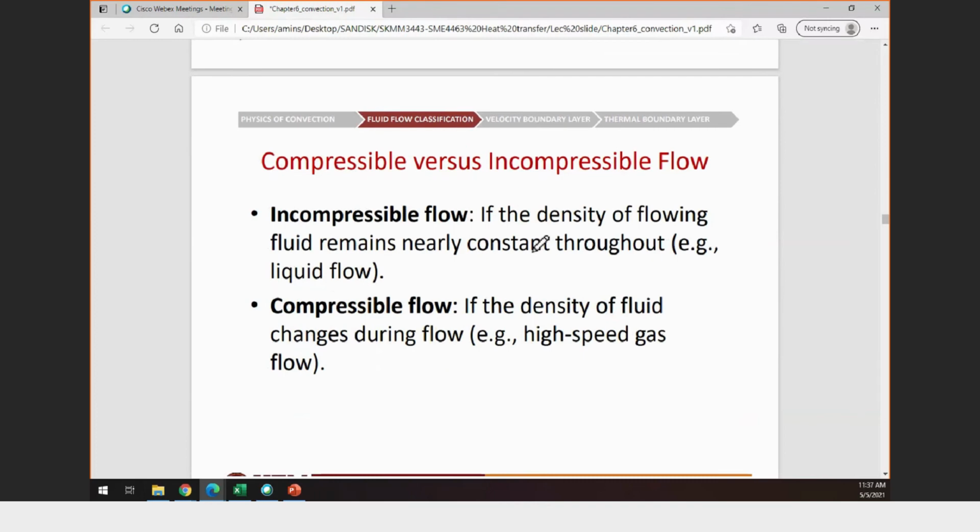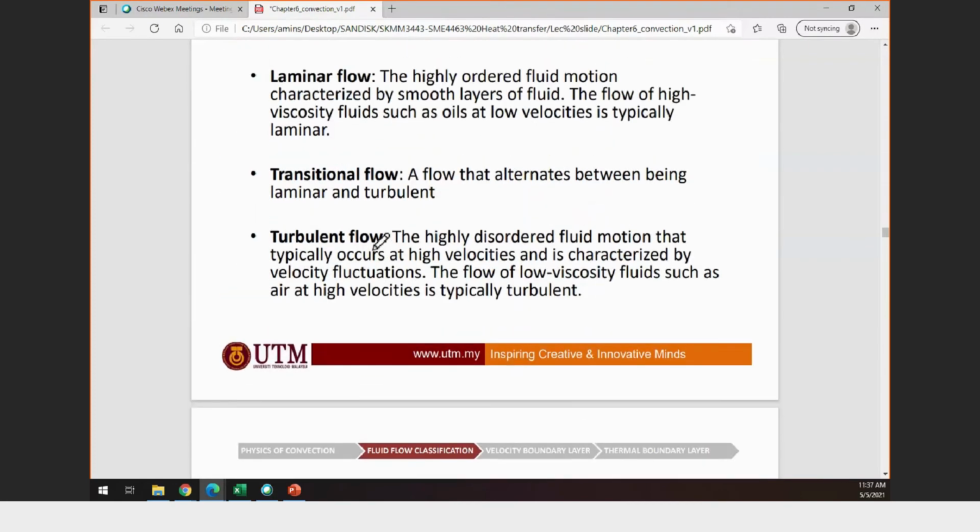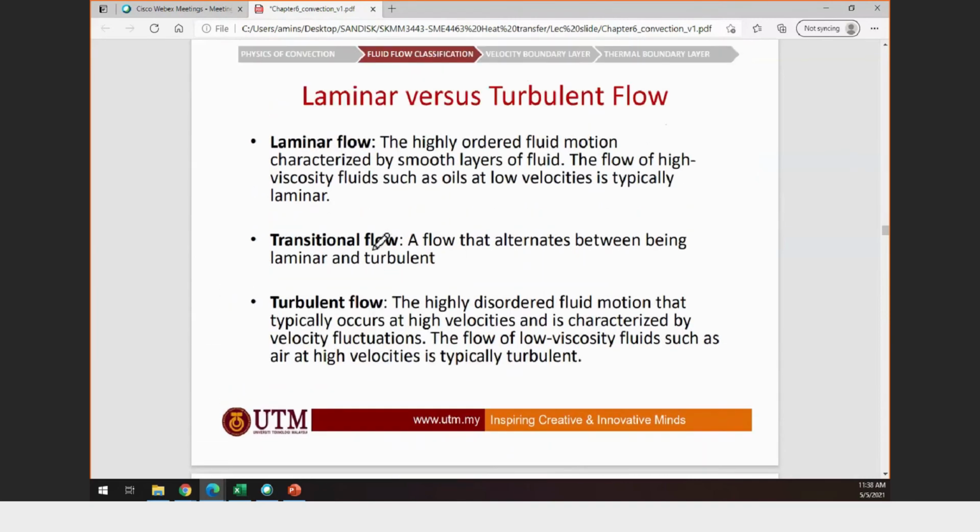Compressible and incompressible: the easiest case is when the density is constant. If the density is not constant and changes with the flow, like high speed gas, it is considered compressible. Laminar and turbulent: what is the way to characterize laminar or turbulent flow? I think you use the Reynolds number. The Reynolds number is used to characterize the flow type, laminar or turbulent.